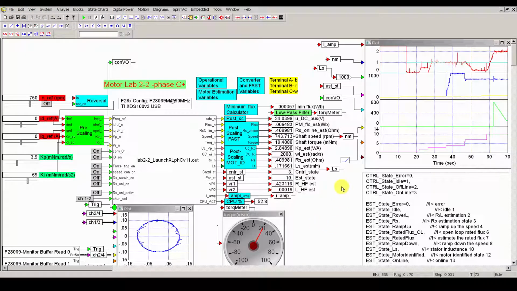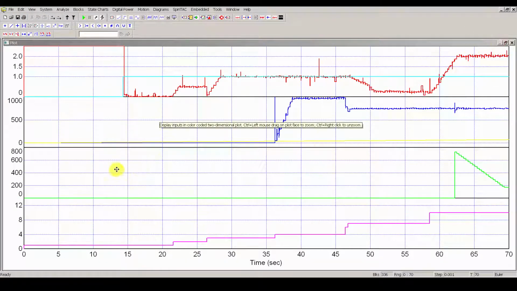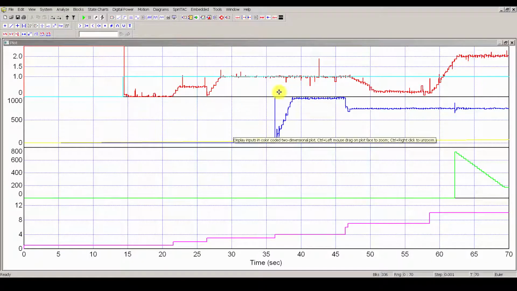Now that process is made possible by doing this type of analysis in VisSim, where I can look at the peak current amplitude, I can look at the estimated speed, for example, I can look at the inductance estimation, and I can look at the control states as the algorithm steps through its identification process. It is that type of level.